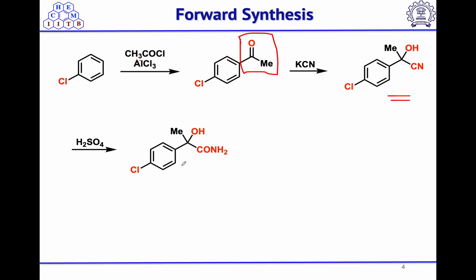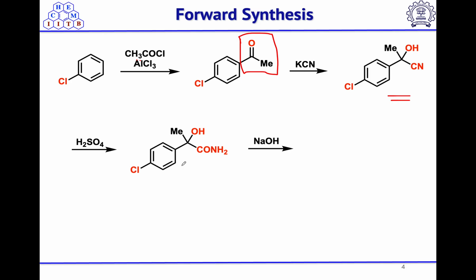So the mechanism you can try in your notebook. This is a very good mechanism to do this cyanide to amide. You can do it in your notebook. By that time we will see what will be the next step. So the next step is we are treating with sodium hydroxide. Very interesting. So what will happen if we treat this molecule with aqueous sodium hydroxide?